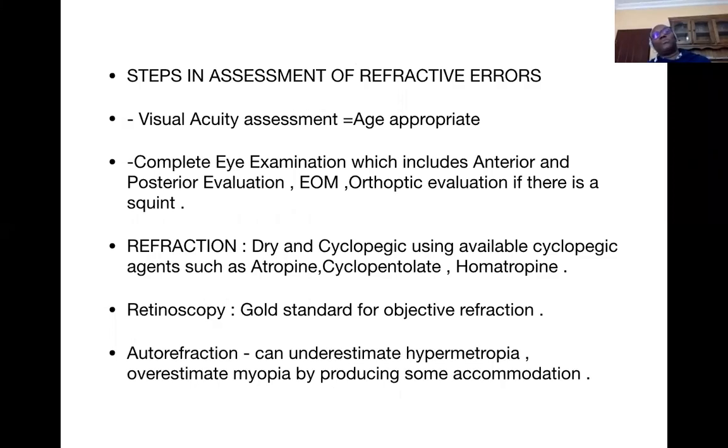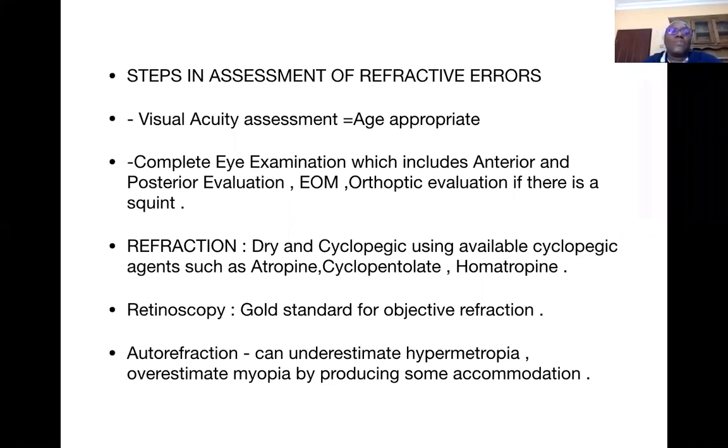Then before you refract a child, you have to check the visual acuity, and you have to use the one that is age appropriate. There are so many. One is for pre-verbal, verbal, and then the ones for preschool, which are readily available. The National Eye Centre will have them for all the ages. The Cardiff charts, the Sheridan-Gardiner, the Snellen for the older children, the picture chart, they're all available.